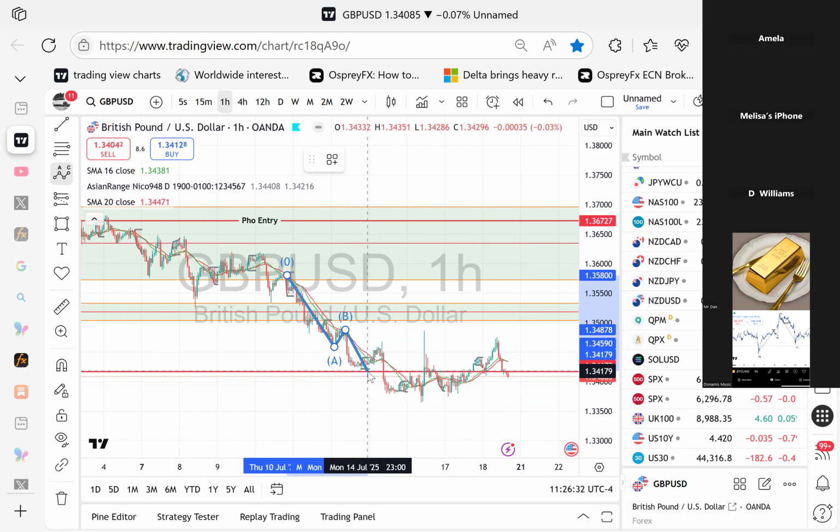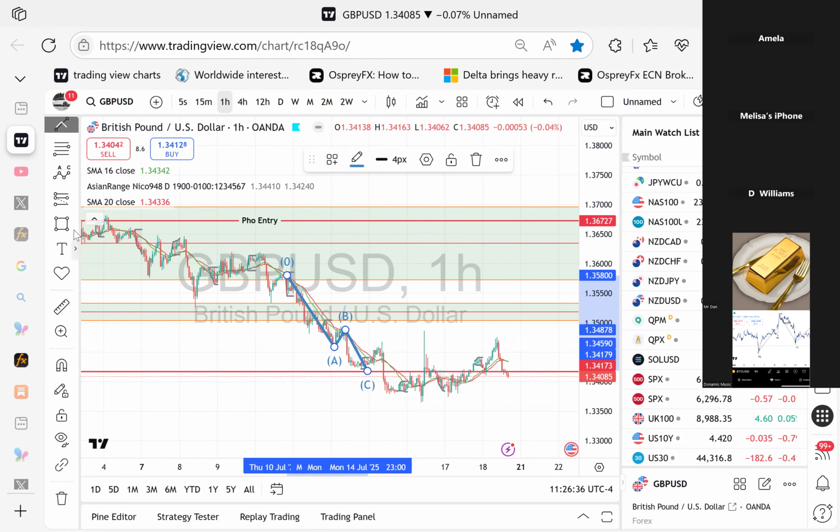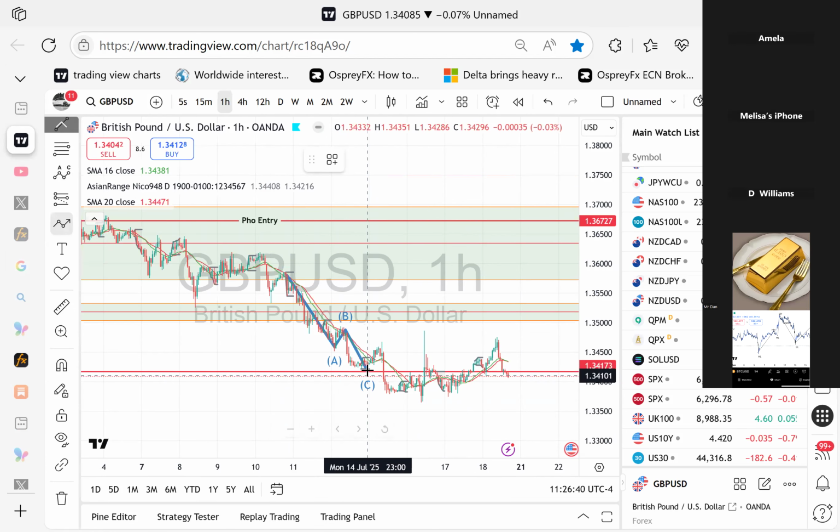So, man, I need to find a path, my path key, because this is not going to cut it. Okay. In order to get a change of character, what do I need to see? Anybody?